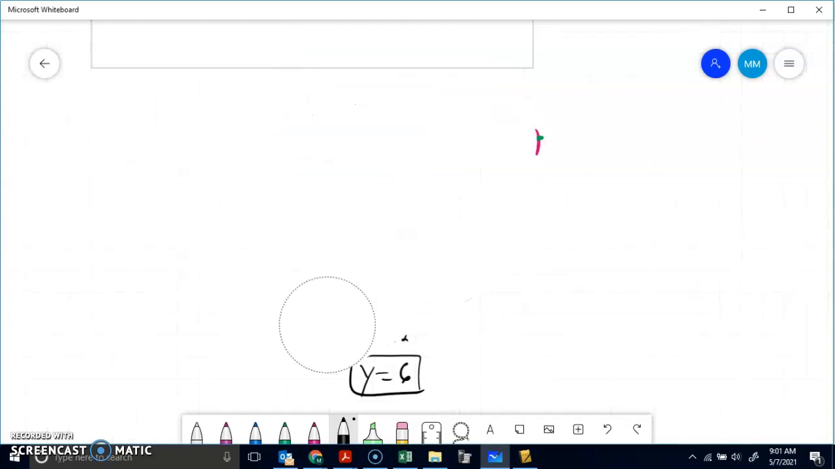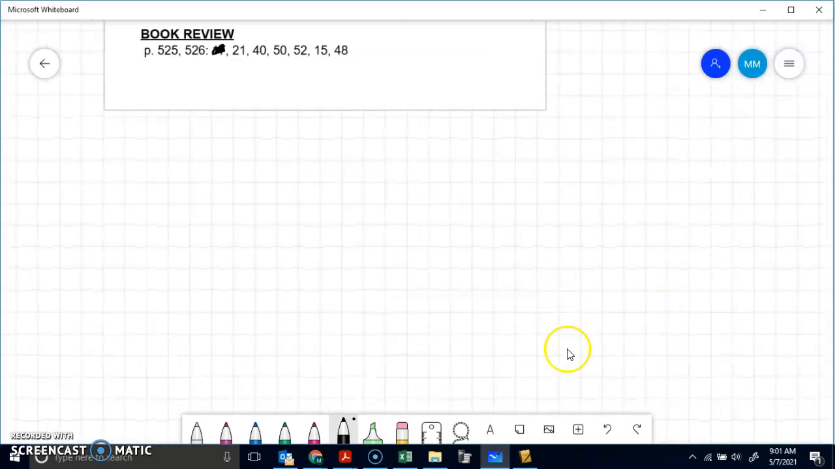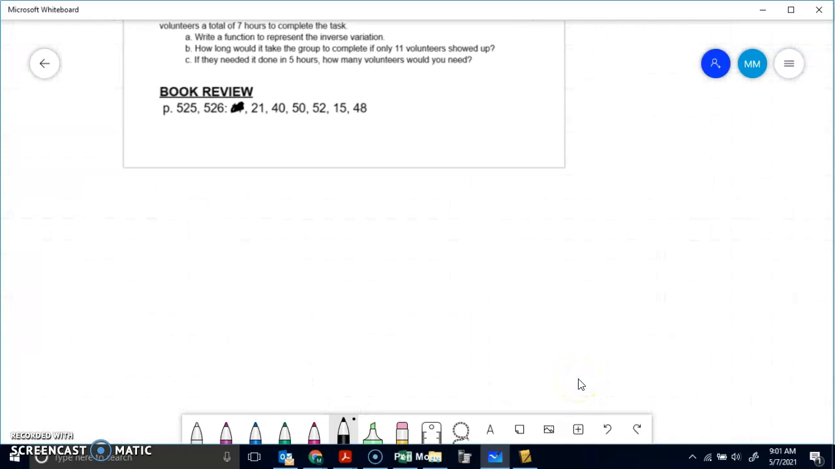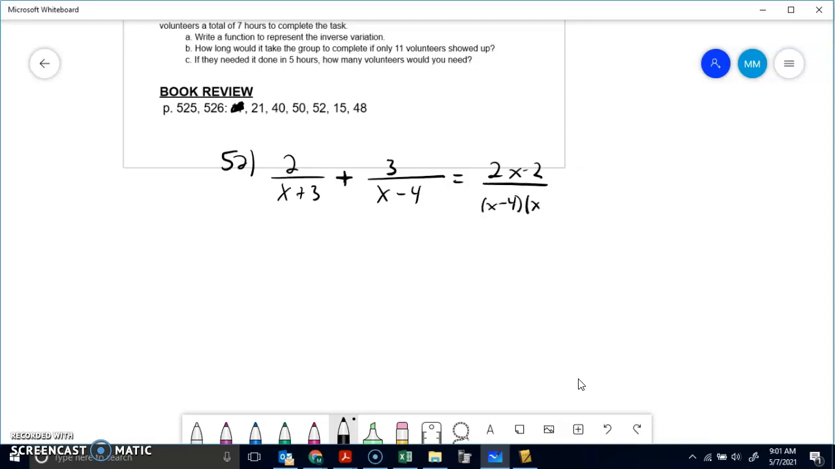Alright. And again, I delete them pretty quick, but you can just pause the video and look it over, obviously. So we'll go ahead and tackle 52. I have 2 over x plus 3. And then, okay, now wait a second, this one is backwards, so I'm going to flip it around by pulling out a negative, and then those 2 negatives would turn into a plus. Okay? And I would just change the sign. There, okay. And then 2x minus 2 over, yeah, let's factor that denominator, x minus 4 and x plus 3.